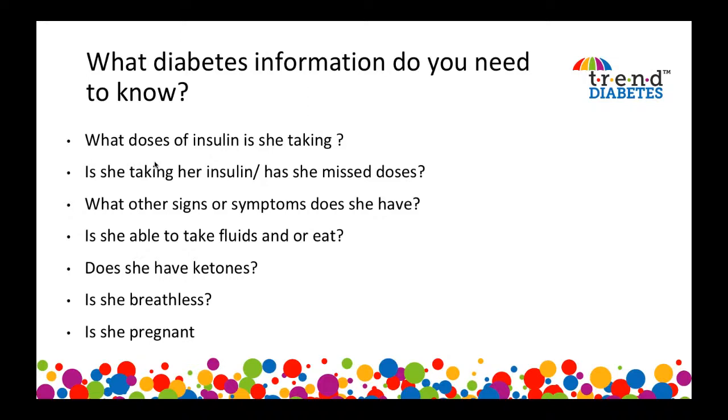Is she breathless, as we discussed before? So Kussmaul's breathing is associated with acidosis. And is she pregnant? It's really important to know if she thinks she's pregnant or if she is pregnant, because if she is, you can bypass everything else because she's going in as an acute emergency to hospital, because ketones are toxic to the fetus and can kill a fetus in less than 24 hours. So if she's pregnant, you need to send her straight in.